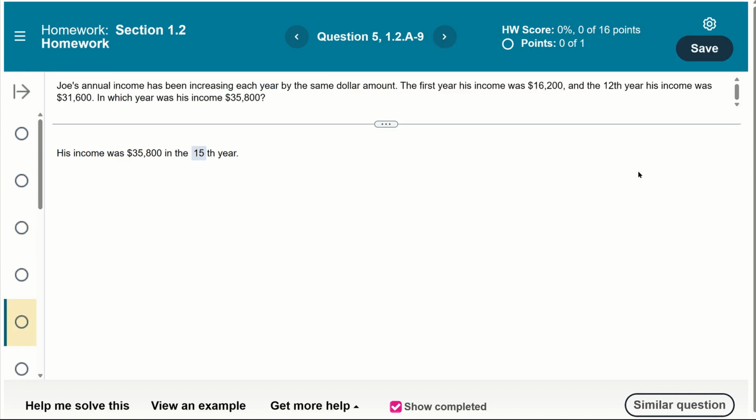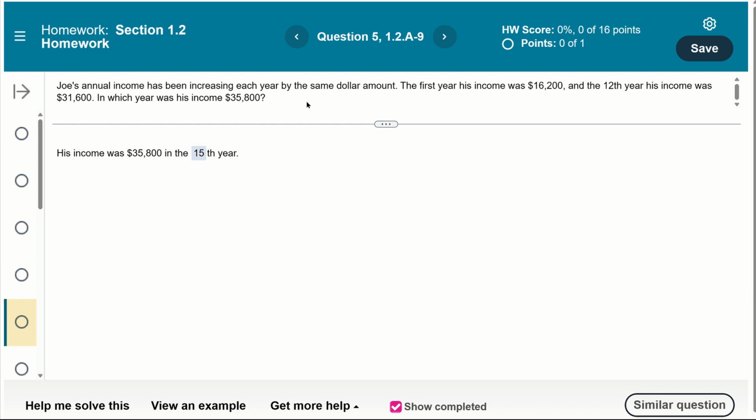All right, next we look at a nice application of an arithmetic progression. We know that Joe's annual income has been increasing each year by the same dollar amount, which tells us it's an arithmetic progression. The first year his income was 16,200. The 12th year his income was 31,600. We want to know in which year the income was 35,800.